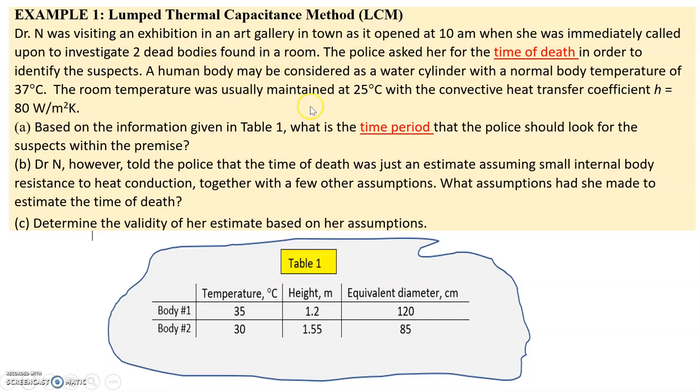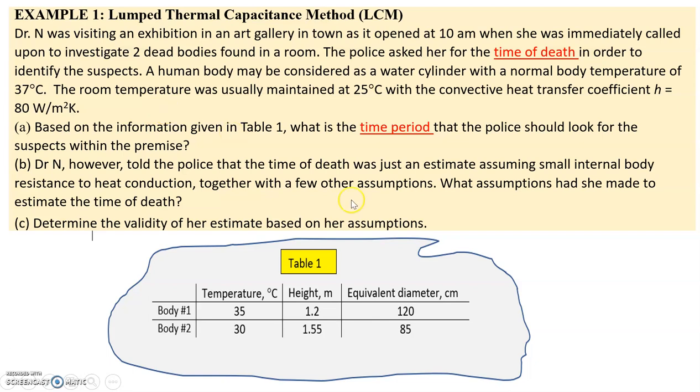The police asked her for the time of death in order to identify the suspects. A human body may be considered as a water cylinder with a normal body temperature of 37 degrees C. Yes, 70% of the human body is made up of water. The room temperature was usually maintained at 25 degrees C with the convective heat transfer coefficient h at 80 watt per meter squared per Kelvin.